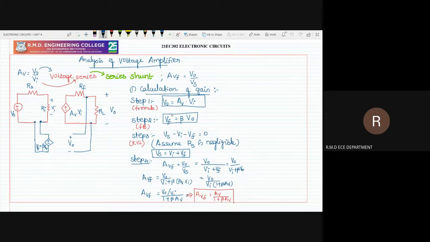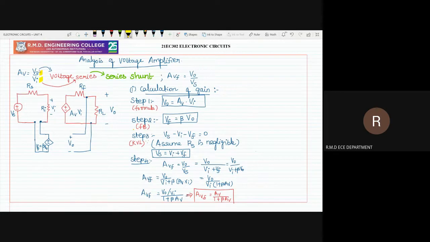Today we are going to discuss the feedback topologies. Analysis of four amplifiers: voltage amplifier, current amplifier, transconductance and transresistance amplifier. So here, the first one is the voltage amplifier. It is represented by the letter AV. AV can be represented by V naught by VI, where V naught is the output voltage and VI is the input voltage.